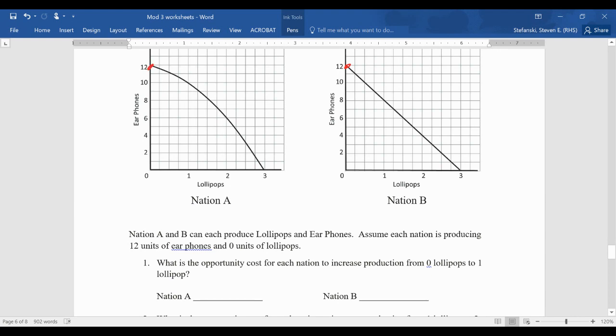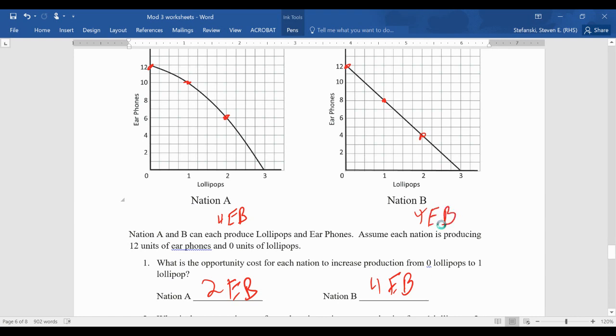Then it says, what is the opportunity cost for each nation to increase production from 0 to 1? So we're going up 1 right here and up 1 right here. For nation A to produce 1 lollipop, they'd have to give up 2 earbuds. And for nation B, they are giving up 4 earbuds. Then it asks for the opportunity cost going from 1 to 2. Nation A would be giving up 4 earbuds, and nation B would be giving up 4 earbuds.